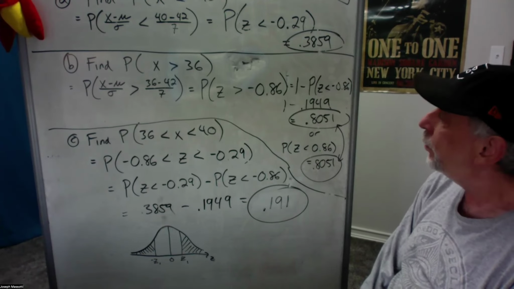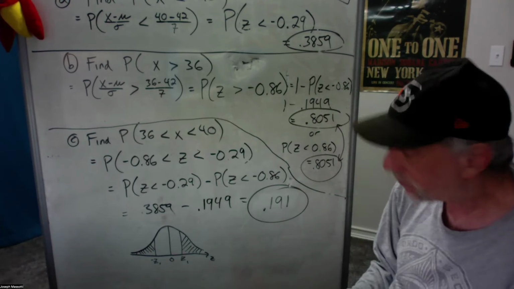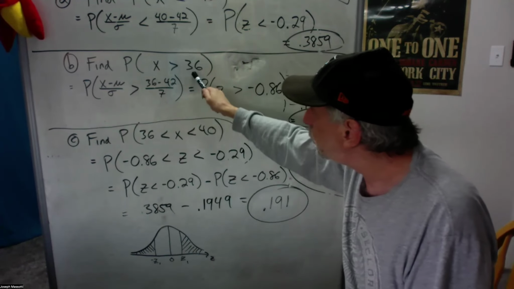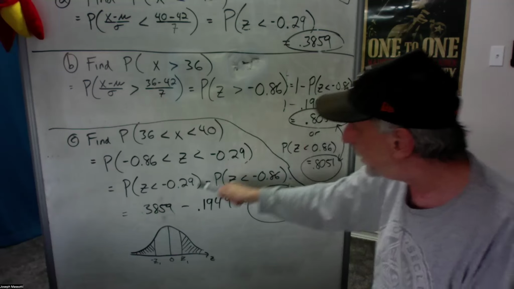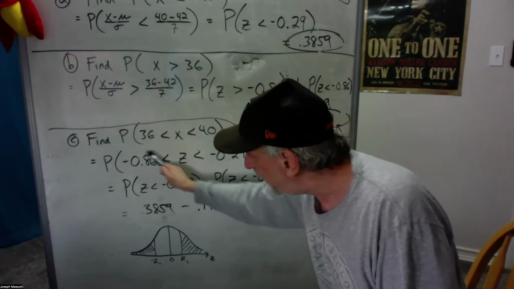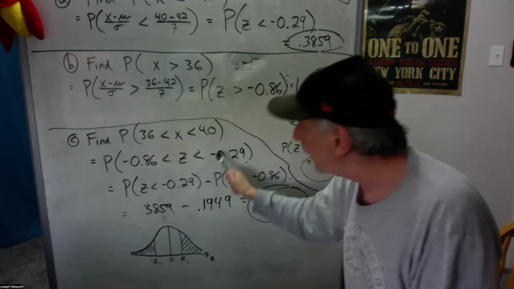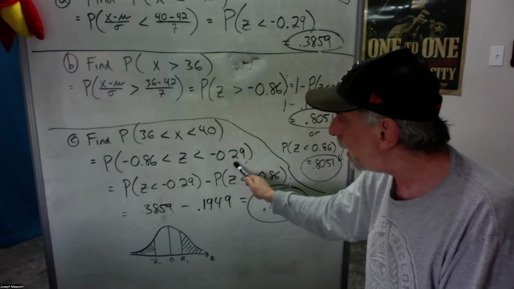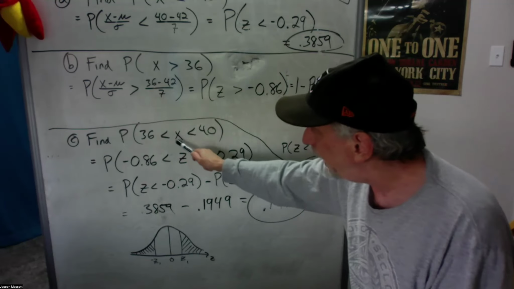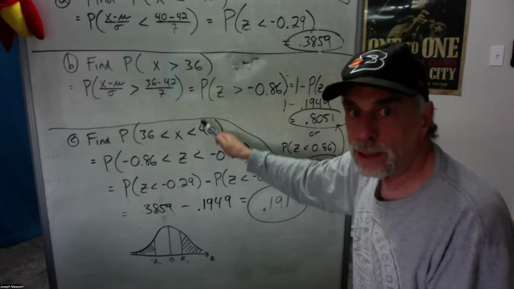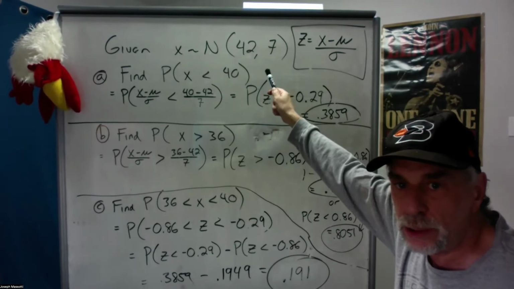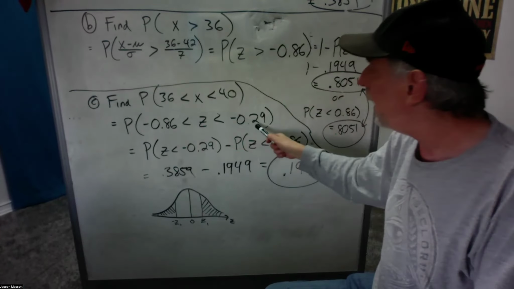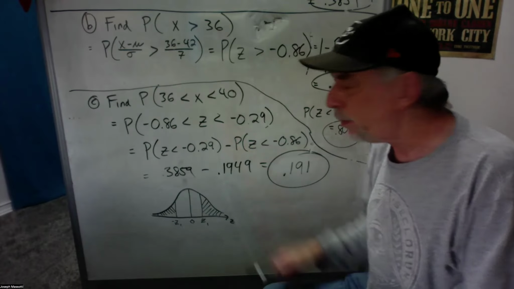All right, and the third case, when we're talking about between 2 numbers and using this same normal distribution up here, I used the same number so we wouldn't have to recalculate. We've already gotten a z-score for 36. The 36 becomes a z of negative 0.86. The x value of 40 becomes a z-score of negative 0.29. So this question, the area between 36 and 40 in the original distribution is the same as the area between negative 0.86 and negative 0.29 in the standard normal distribution.